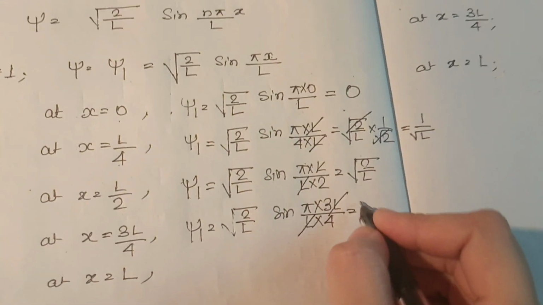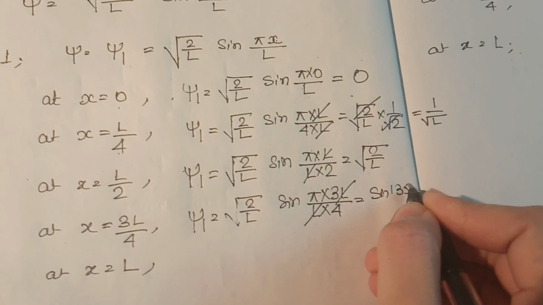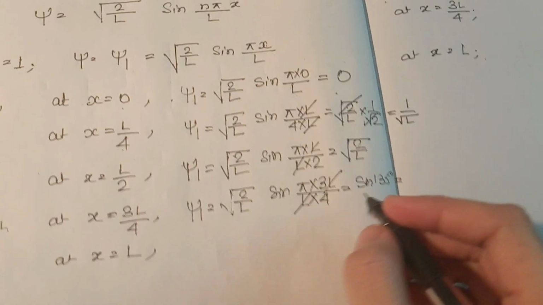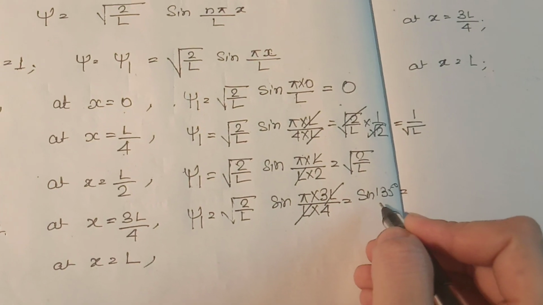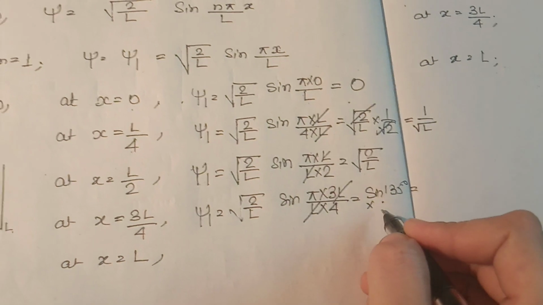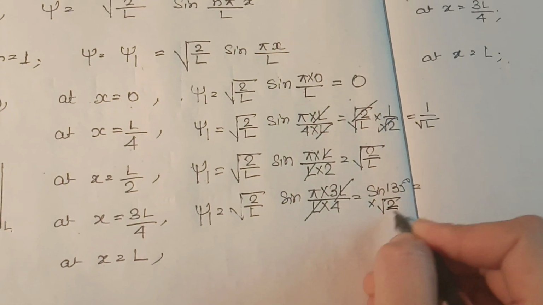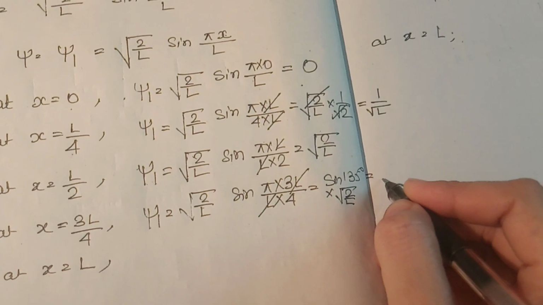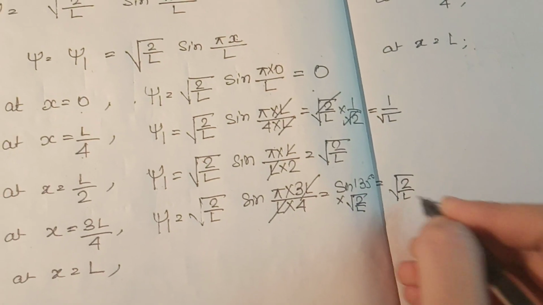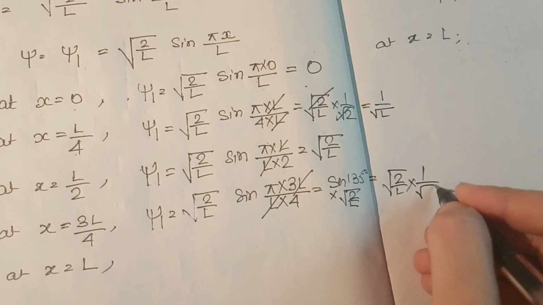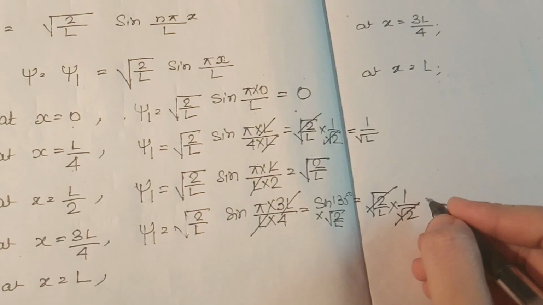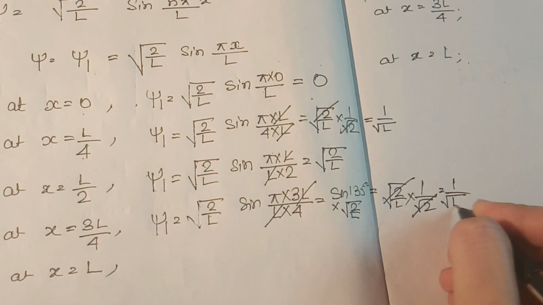Sine 135 degree value is equivalent to 1 by root 2. So sine 135 degree has a multiplication with square root of 2 divided by L. So the final quantity will become square root of 2 divided by L into 1 by square root of 2. Square root 2 will cancel out each other, and the quantity becomes 1 by square root of L.